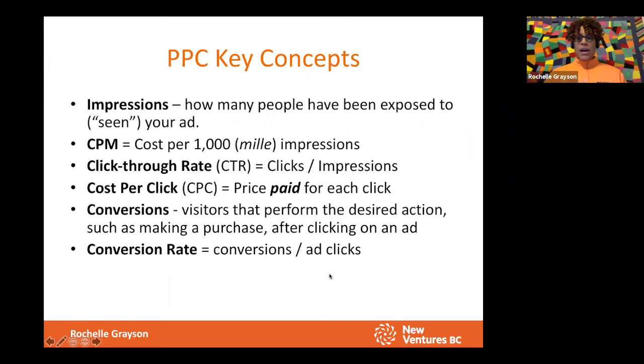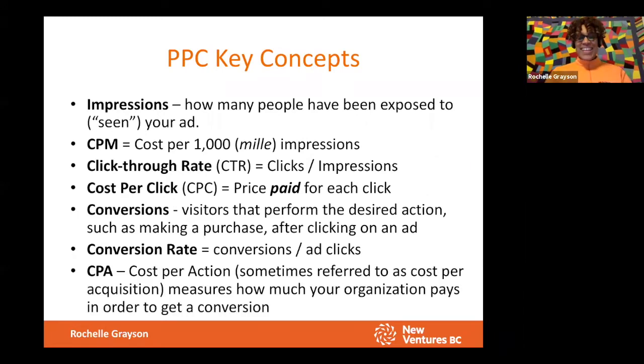Conversion rates are basically how many conversions you get divided by the number of clicks that you have. So conversions are figured out based on how many people clicked on my ad, how many people I brought to my property. And then from that pool of people who clicked on it and came to my website, for example, what percentage of those people did I actually convert to that desired action?